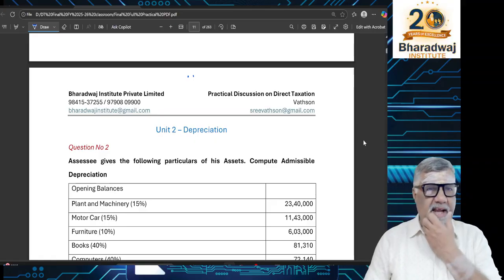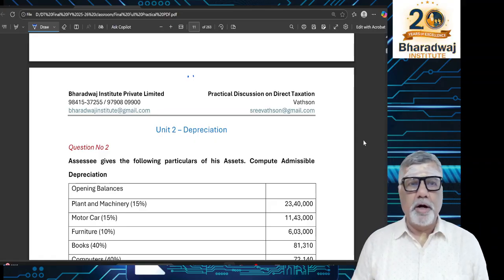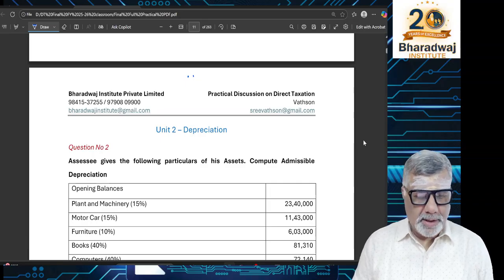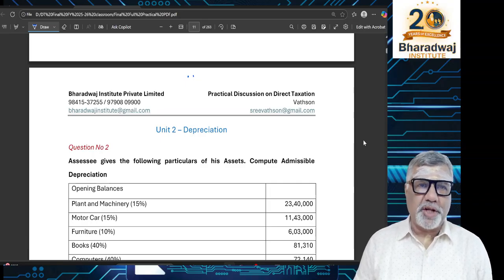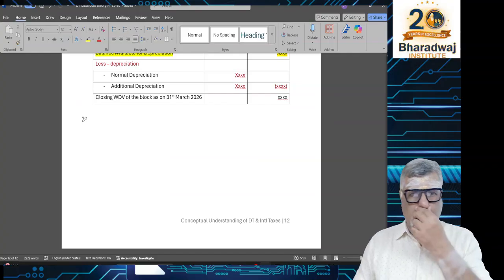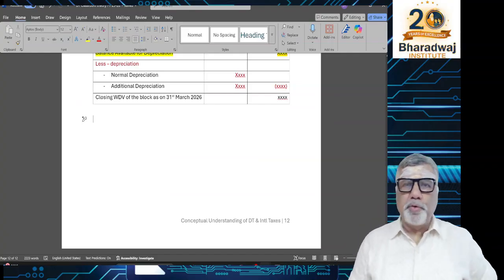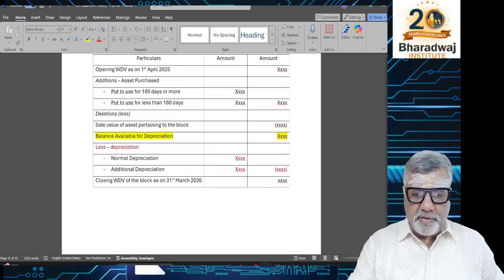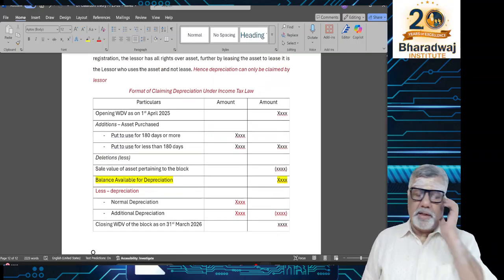We start understanding the depreciation in a more detailed manner. Today, the whole class is to just understand section 32 and its various parts. We have written a format for computing depreciation. I start from your theory notebook.